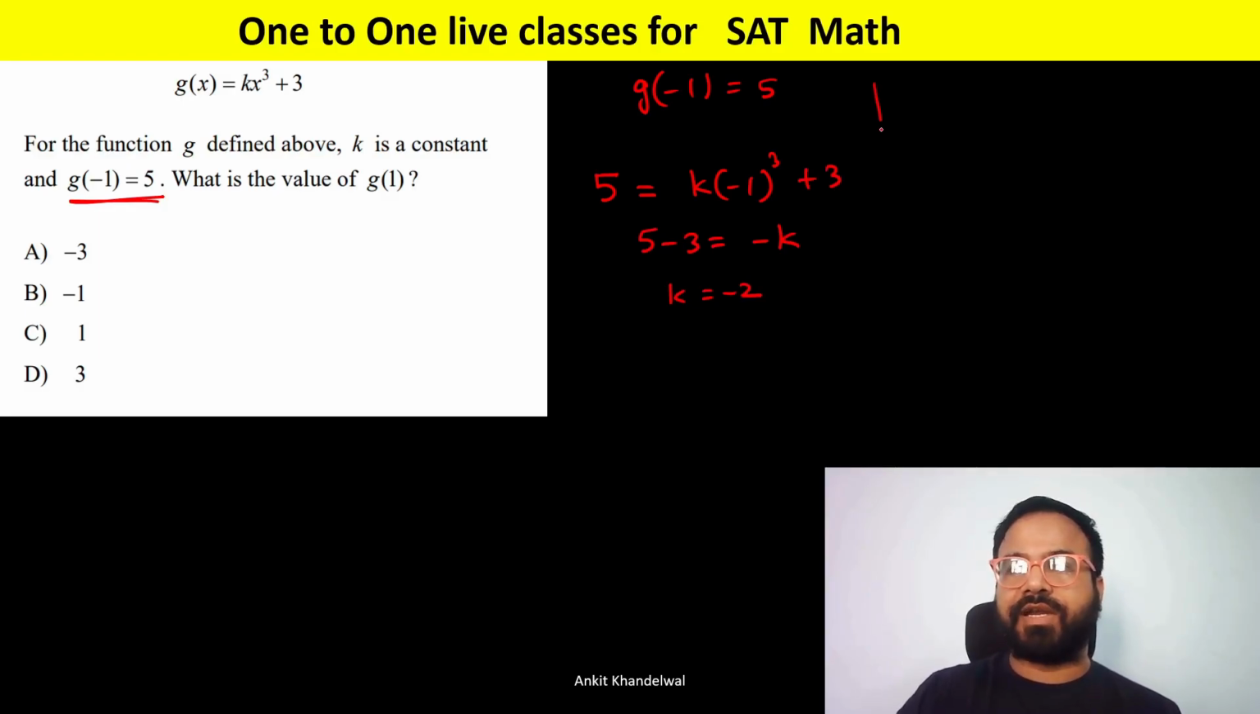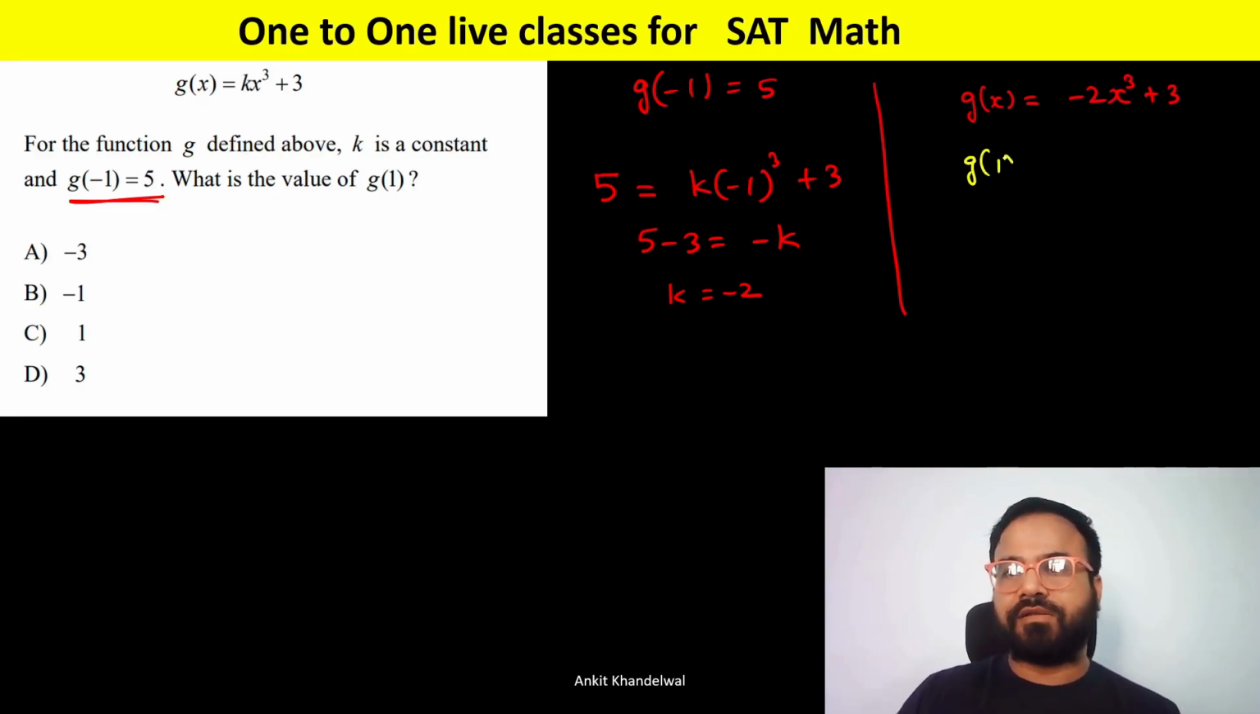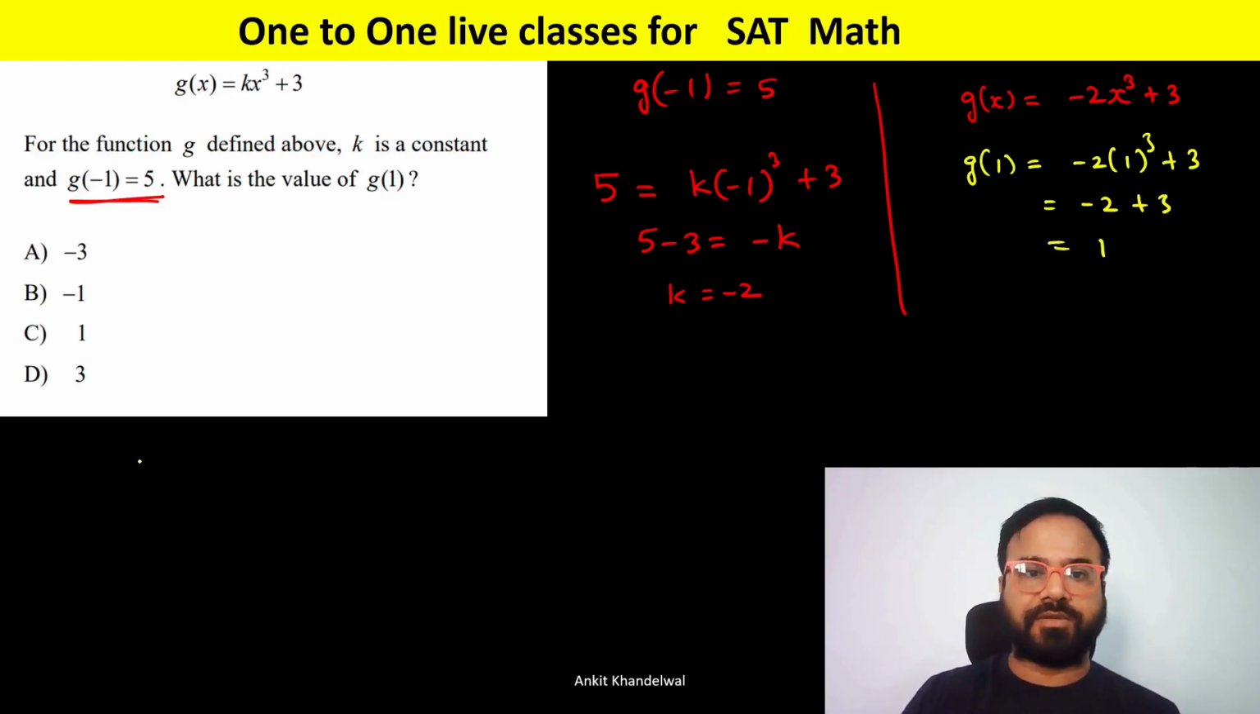So after getting k equal to negative 2, all you have to do is, g(x) is negative 2x cubed plus 3. What is it asking us to find? It is asking us to find g of 1. So evaluate g of 1. So 1 cubed is 1, so negative 2 plus 3, 3 minus 2 is 1. So option number C is the correct answer for this.